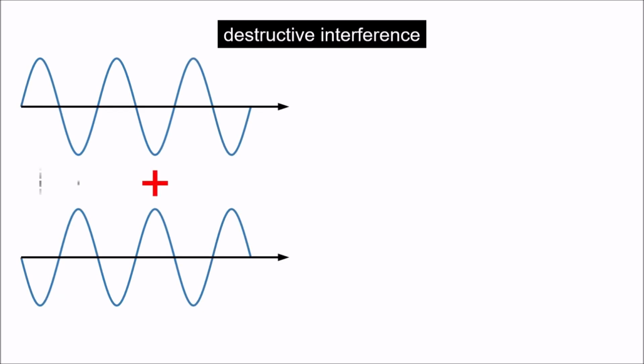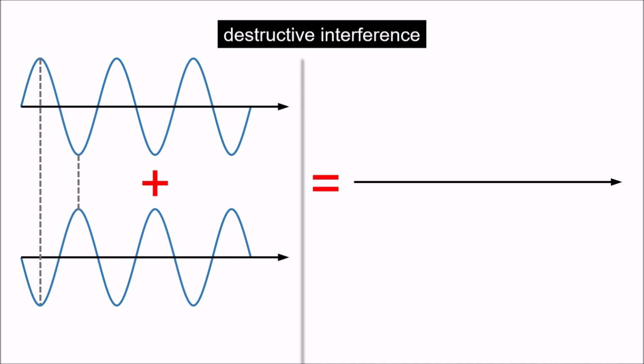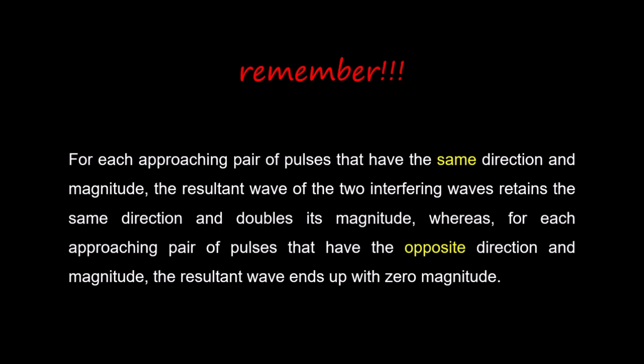Destructive wave interference occurs when waves interfere with each other crest to trough, which is, peak to valley, and are consequently out of phase. For equal amplitudes, this cancels each other out. For each approaching pair of pulses that have the same direction and magnitude, the resultant wave of the two interfering waves retains the same direction and doubles its magnitude, whereas, for each approaching pair of pulses that have the opposite direction and magnitude, the resultant wave ends up with zero magnitude.